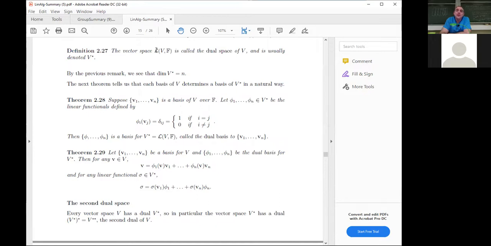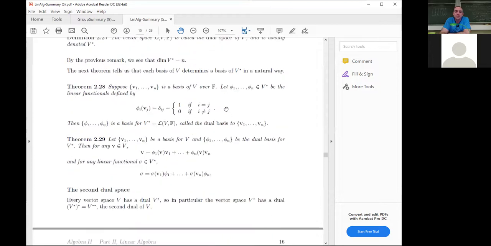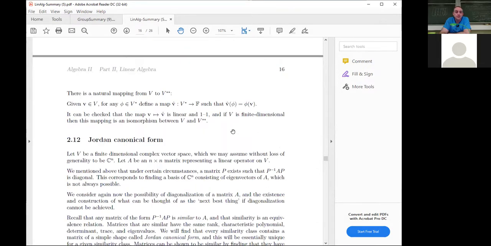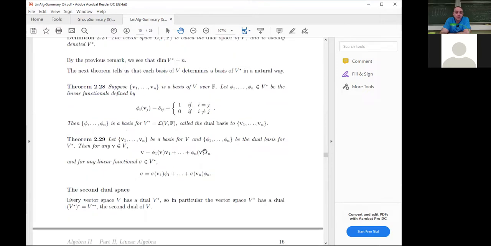So the vector space of the linear functionals from V to F is called the dual space, and is usually denoted as V star. It has the same dimension as the original one. So if they're both finite dimensional, then they must be isomorphic because all finite dimensional vector spaces with the same field are isomorphic to each other. But if they're not finite dimensional, then it's not guaranteed. Yep, that's the isomorphism.